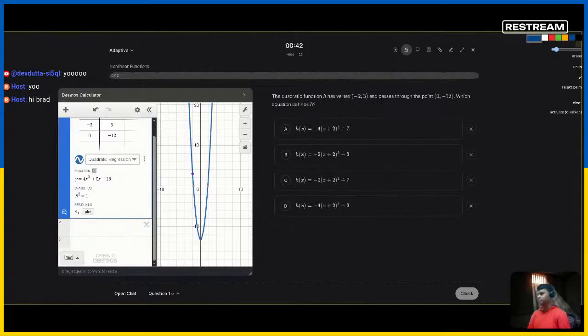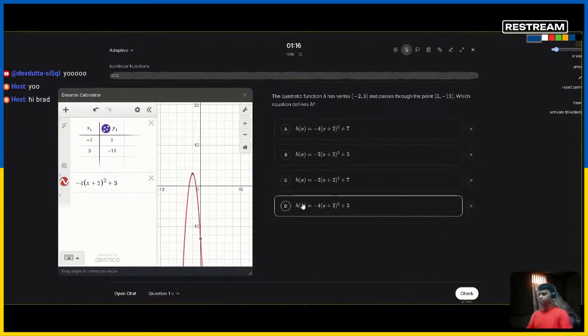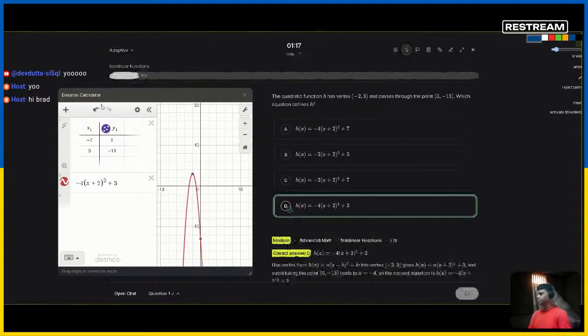You know what? No, let's go back. We're doing too much. Negative 4x plus 2, plus 7. Okay, negative 2. This is negative 2 times (x plus 2) over 2 plus 3. Negative 2 times (x plus 2) over 2 plus 7. Negative 4 times (x plus 2) over 2 plus 3. Boom. So the cheese cookie.